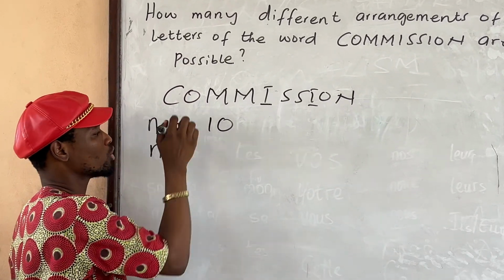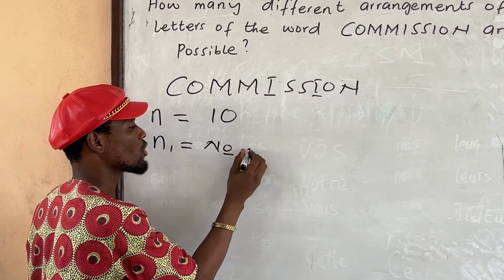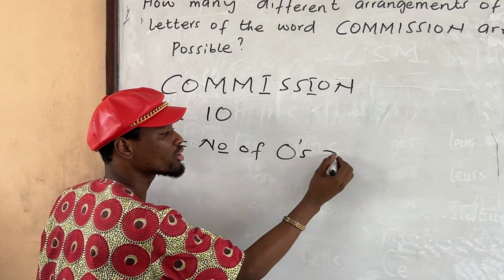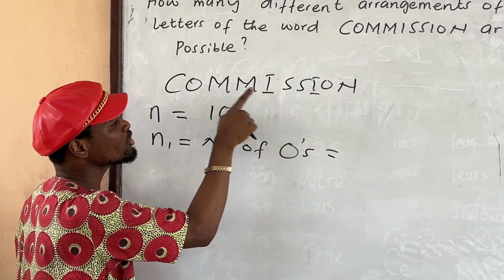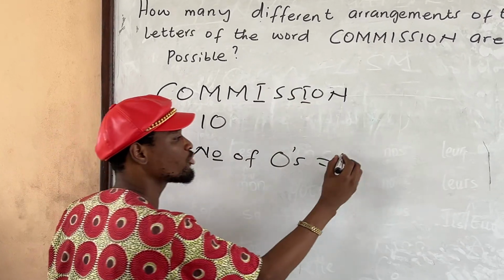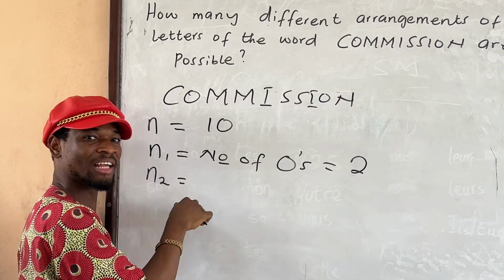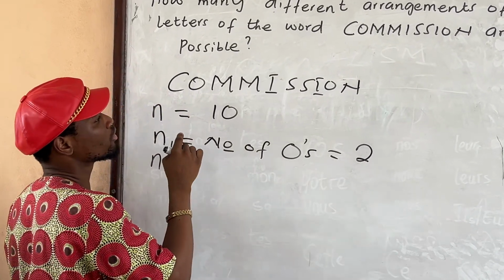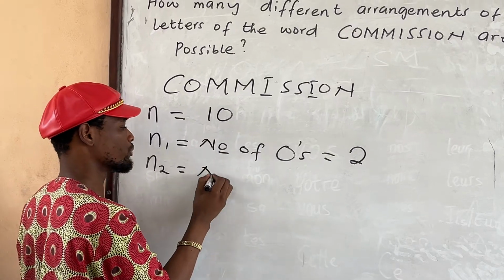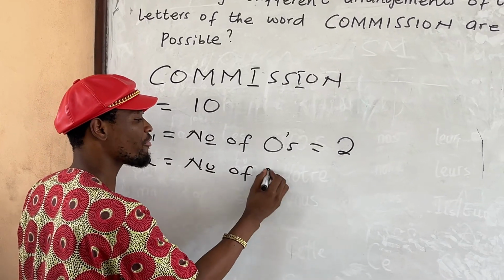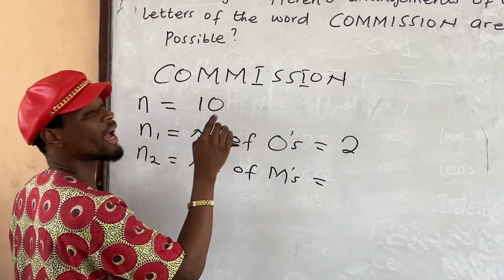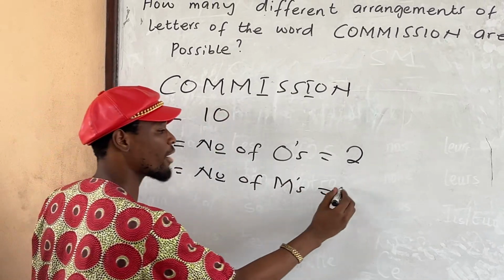What about O? So I have number of O's. Number of O, we have 1, then 2, right? So I have 2. Then I have let n2 represent the other letter appearing more than once. You have M, yes, M. So number of M's. How many M's do we have? 2 M's. So I have 2.